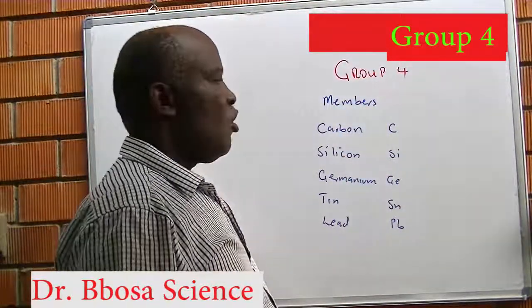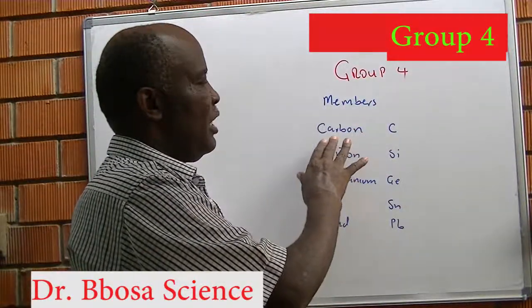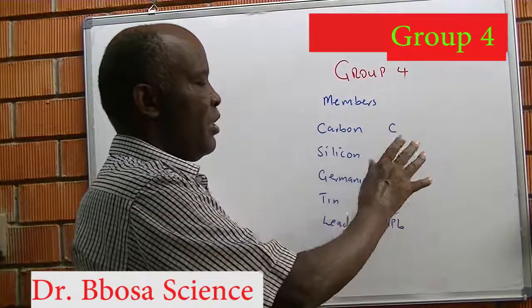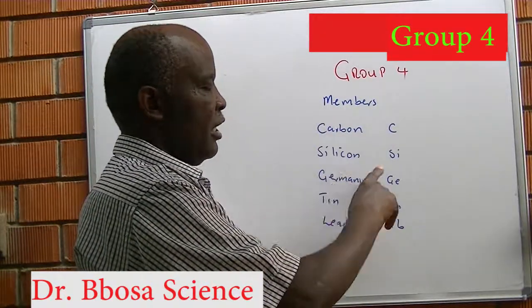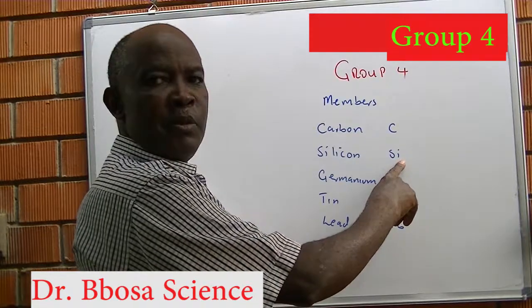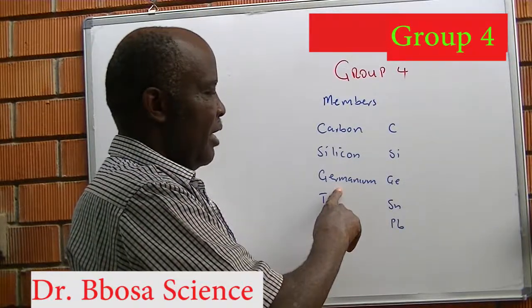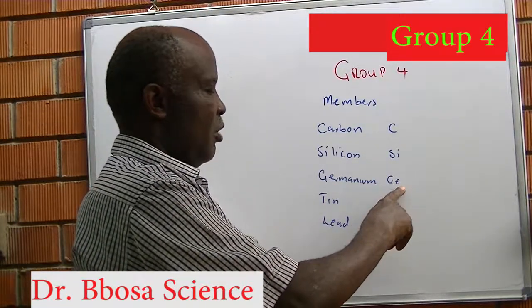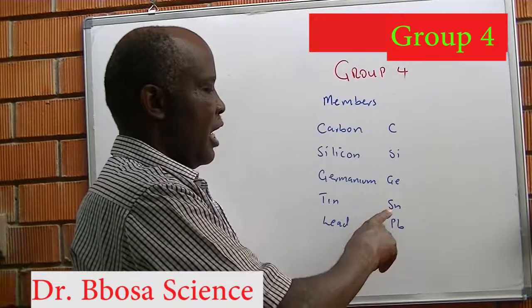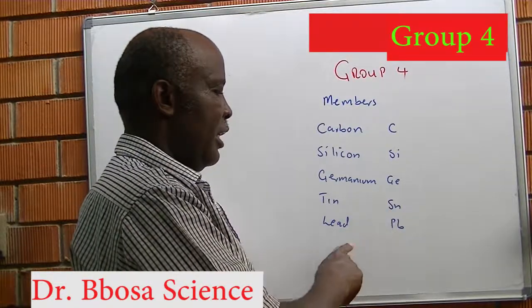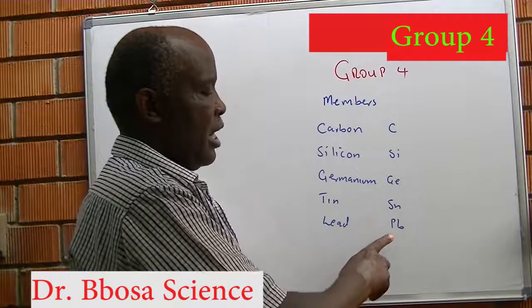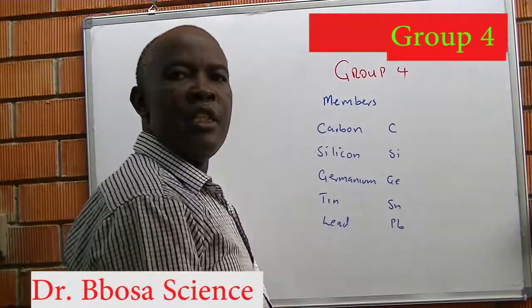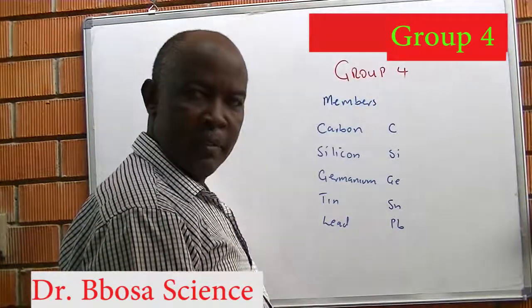Members of Group 4 elements include carbon, capital C; silicon, capital S, small i; germanium, capital G, small e; tin, capital S, small n; lead, capital P, small b.